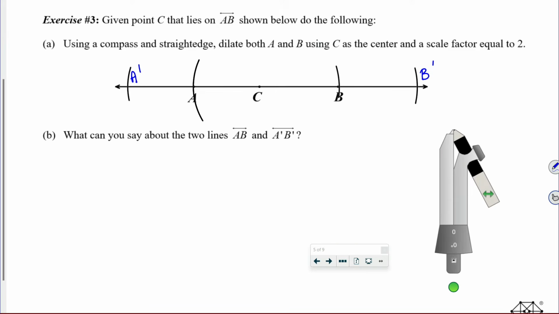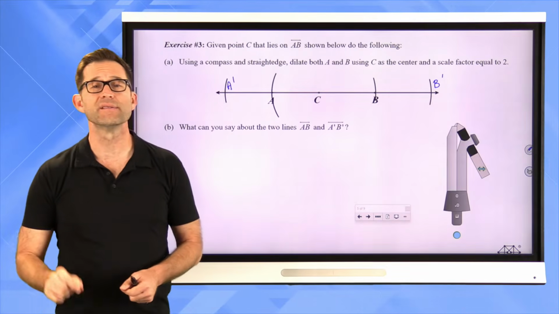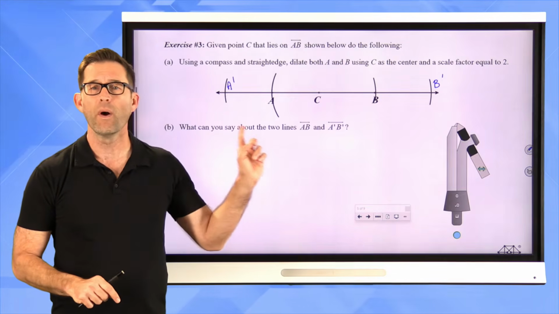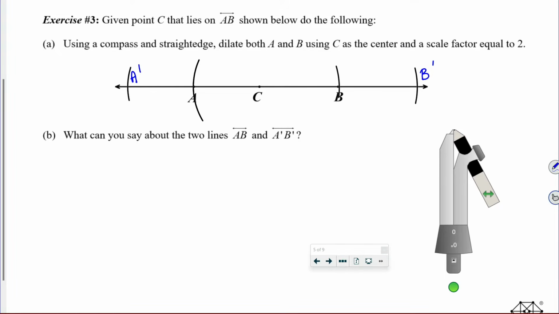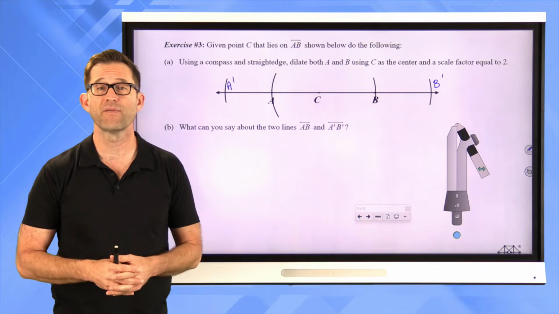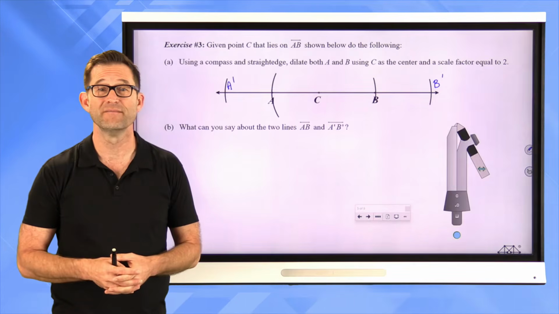All right. Now this brings us to something that is an interesting point, even though it doesn't seem all that relevant. What can you say about the lines AB and A prime B prime? Well, what can you say about those two lines? Pause the video now and see what you can say.